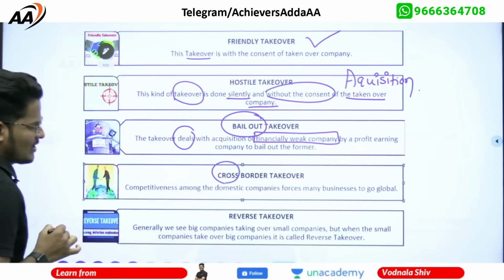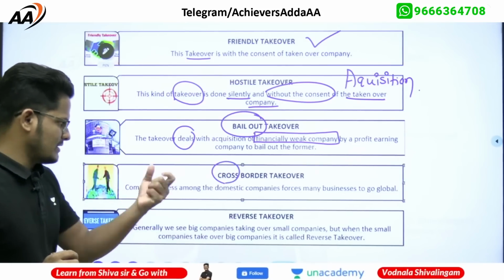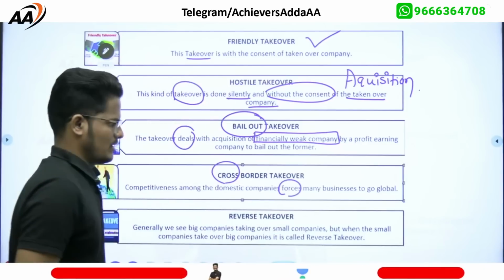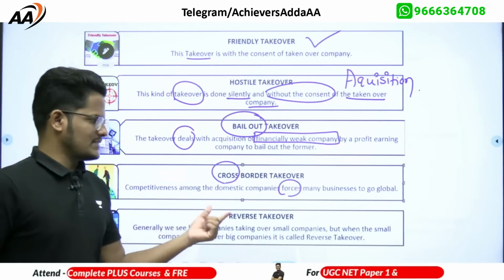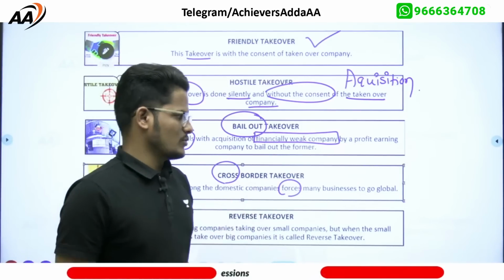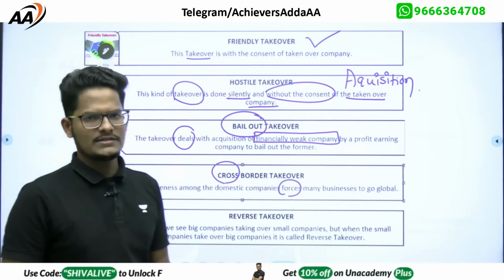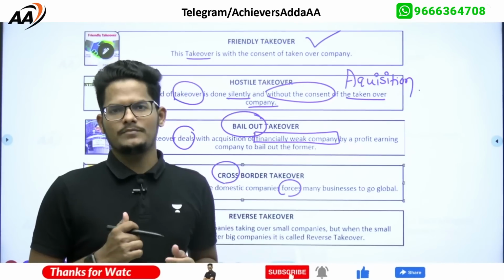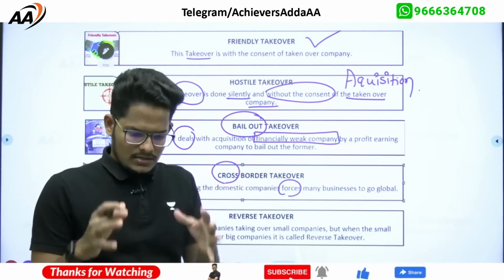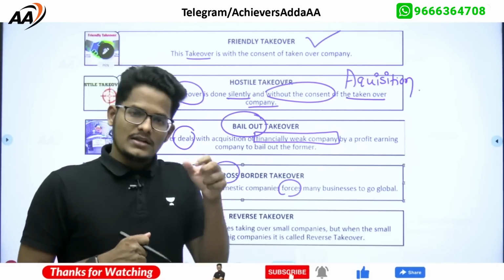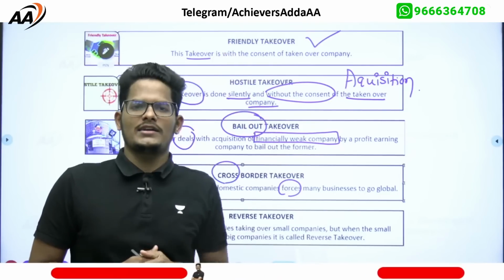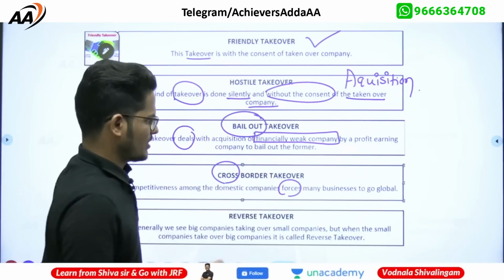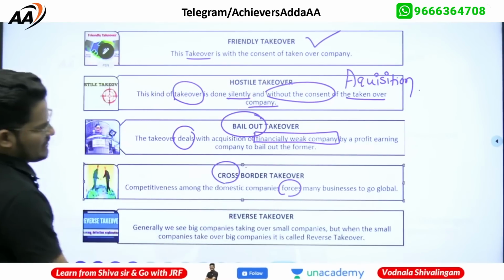Cross-border takeover. The name itself is indicating it: competitiveness among the domestic companies forces many businesses to go global. That is a cross-border takeover. It means a company is performing very competitively within India, it is very strong, and it will be taken over by some foreign entity because they want to expand their business not only in India but in other countries also. That will be a cross-border takeover.